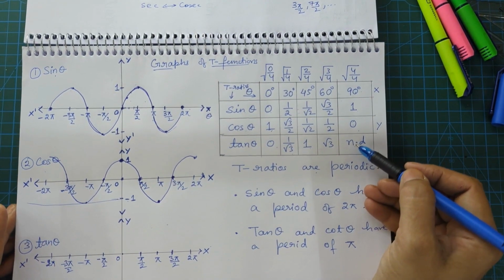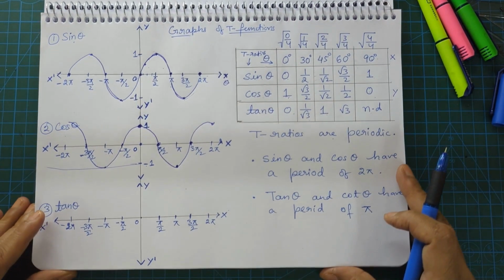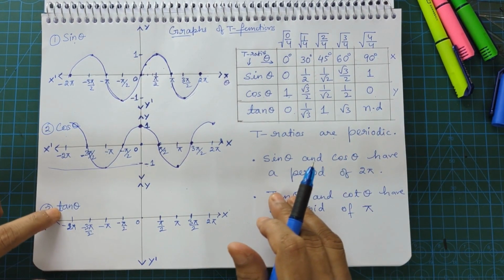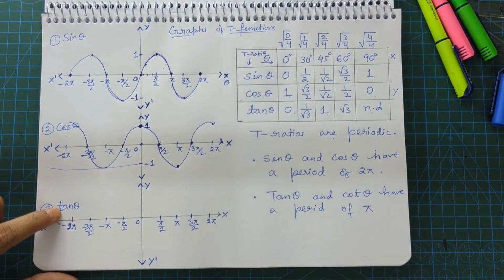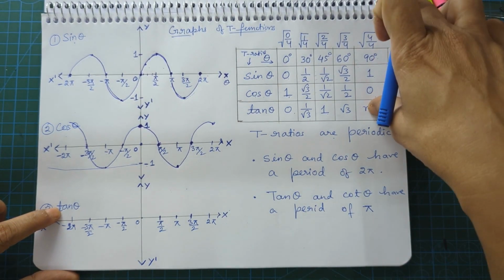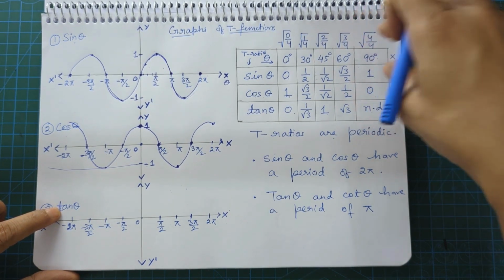Tan of an angle is not defined at 90. 90 means pi by 2. So you remember that tan of an angle is not defined at odd multiples of pi by 2. Means it's not defined at pi by 2, not defined at 3 pi by 2, not defined at 5 pi by 2, 7 pi by 2, 9, 11, 13, like that.